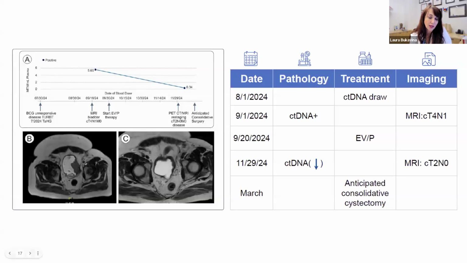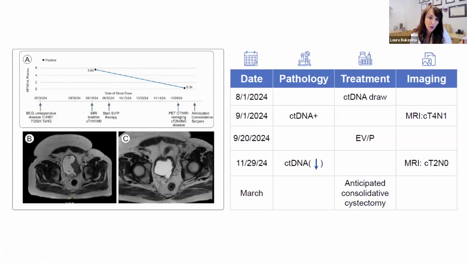The question is, would this have changed if you just repeated imaging? I mean, I think the better question is, would you even repeat imaging in this patient who had imaging just shortly before they saw you? And I think many of us potentially might not have.